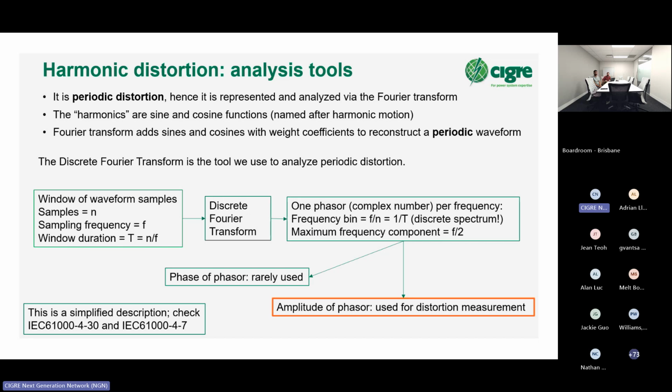Then what do we do with these phasors? Because they are complex numbers. They have an amplitude and a phase. The phase, we don't use it much. The amplitude is what most of the time we look at, and we use it for measuring the distortion. To get the exact picture of how this gets done and measured, please check out those two IEC standards that I mentioned. Then if you're going to get a copy of the presentation, I guess you will be able to read it in detail.